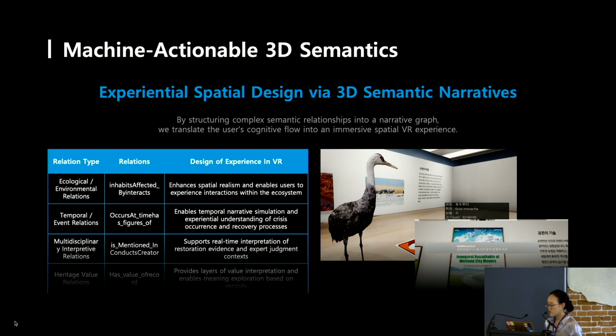And also the relationship "occurs at the time" visually recreates the causal story of ecological crisis and recovery, such as removing a utility pole. This is demonstrating the potential that 3D semantics can transform a user's connective flow into spatial narrative.